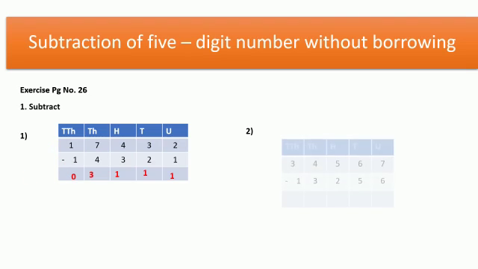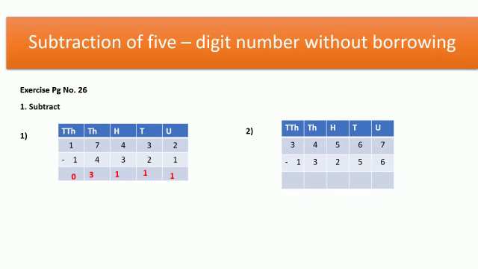Next sum, again 5-digit number. Units place 7 minus 6, 1. 6 minus 5, answer is 1. 5 minus 2, answer is 3. 4 minus 3, answer is 1. 3 minus 1, answer is 2.